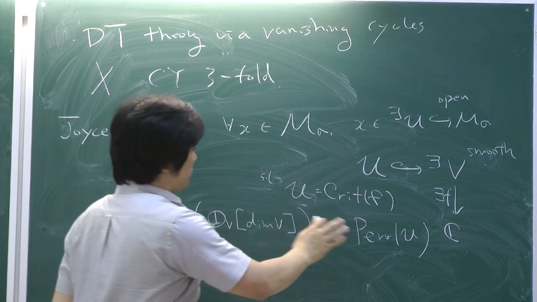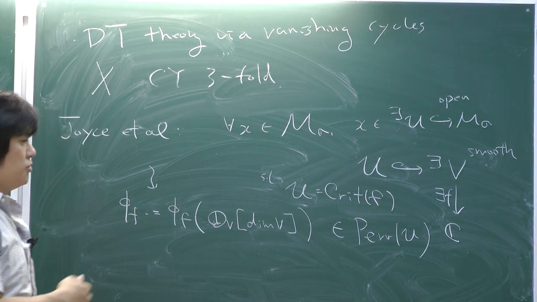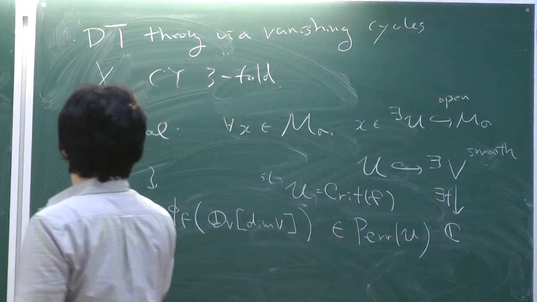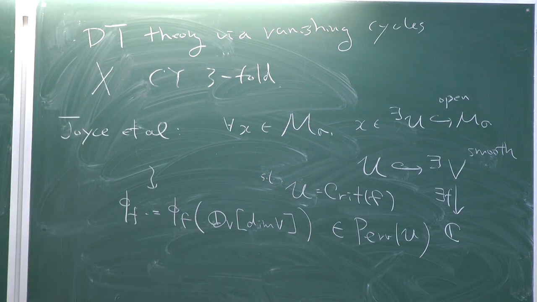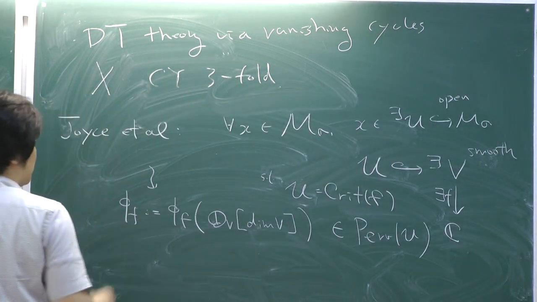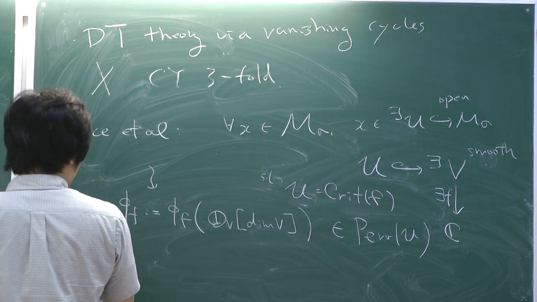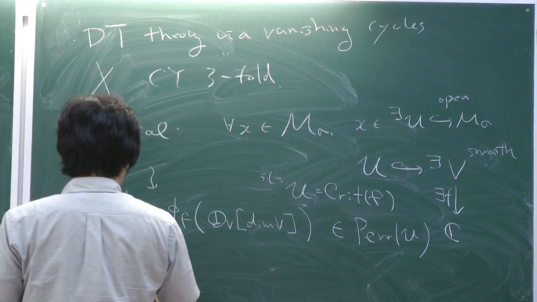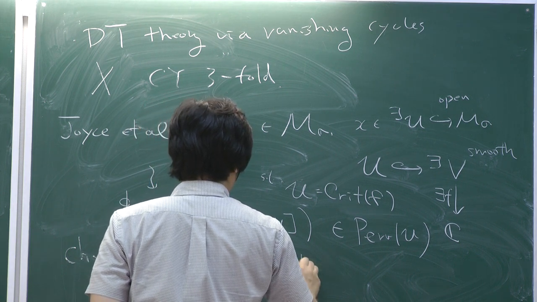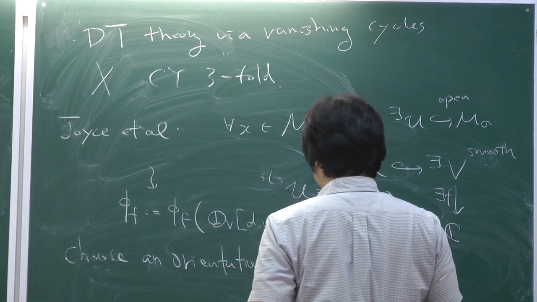Indeed, if you choose another chart, then this perverse sheaf is still isomorphic. But this isomorphism is not given canonically, so there is a problem in gluing these perverse sheaves to a global perverse sheaf. This problem was also stated by Joyce's group, and indeed the gluing is not canonical. The gluing is determined once we choose a so-called orientation data. This is a square root of the so-called virtual canonical line bundle.